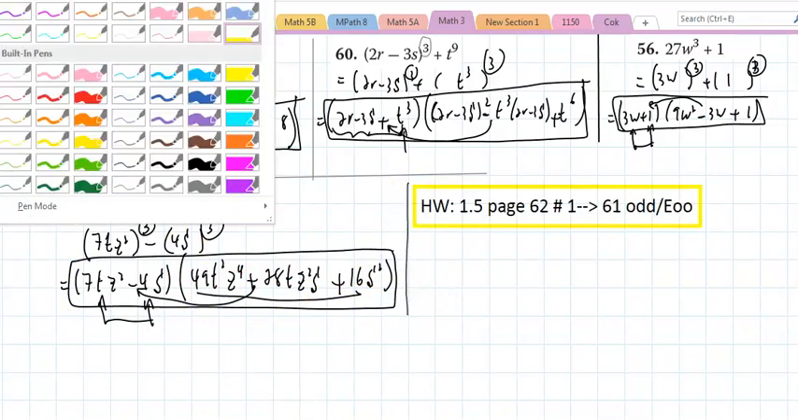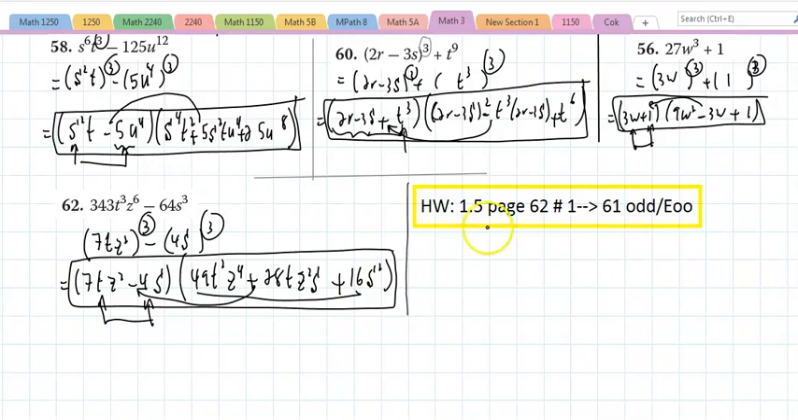And let me give you the homework. The homework is section 1.5, page 62, number 1 through 61, odd. I did all the evens right now. Or you could do every other odd, in case you don't know what that means. 1, 3, 5, 7, 9, 11. Those are the odds. If I assign every other odd, you skip every other problem. Okay? And you go on. If you're really comfortable with factoring, every other odd will do. But if you're not, I strongly suggest you do the odds. I'm assuming after this section, you know how to factor.